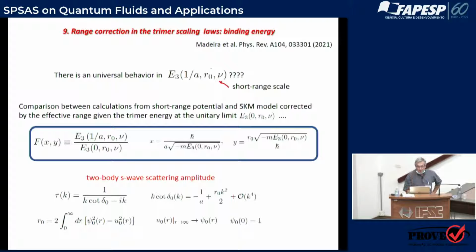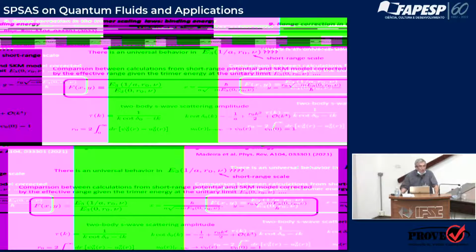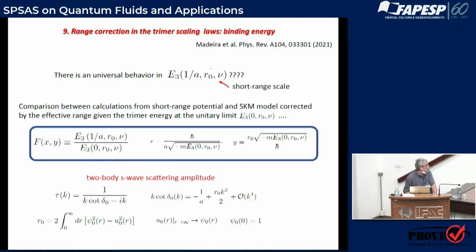Okay, so now range corrections. The big part of this work was done here by Lucas. Because you could ask, what about the range? Maybe there is some range. I mean, the forces we have already have some effective range. And the K cot delta should receive some contributions, even at low momentum. Now, what do we think about these scaling functions?